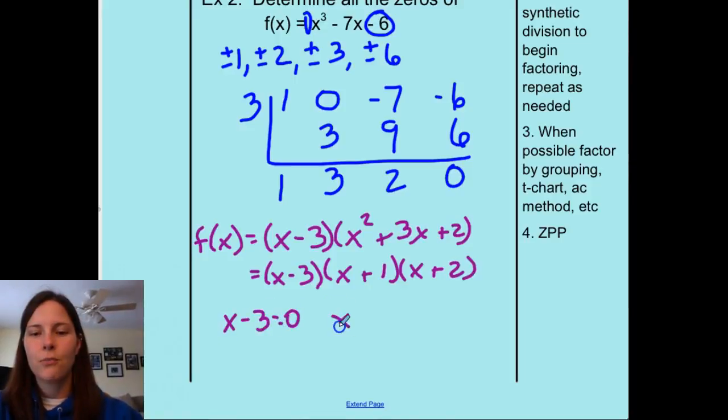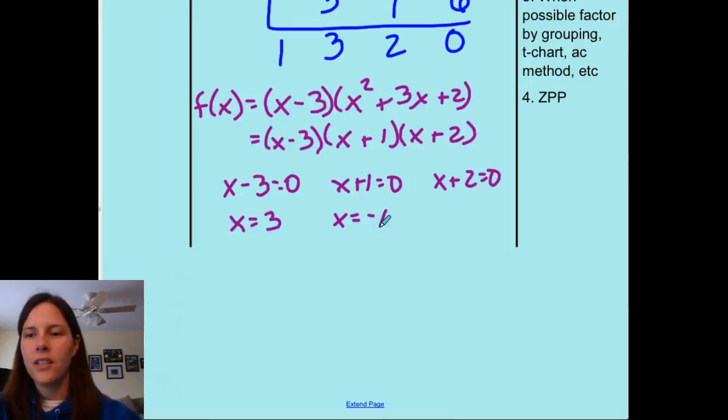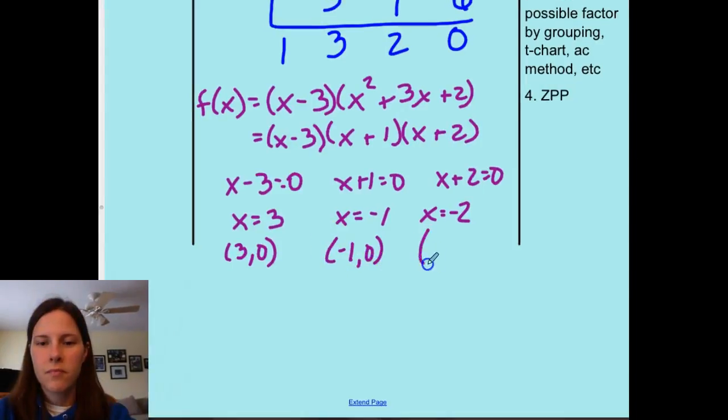Set each term equal to 0 and solve for x. The first one we already knew, that was the zero we found with our synthetic division. The second one, we get a negative 1. And the third one, we get a negative 2. Don't forget to write these as ordered pairs because it does link to the graph of the function.